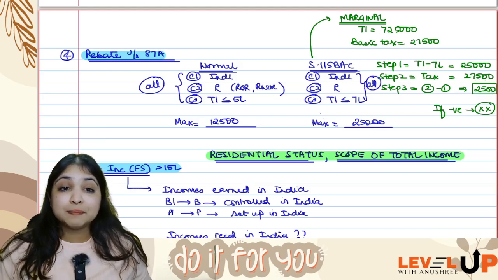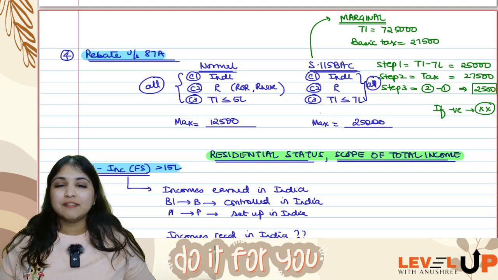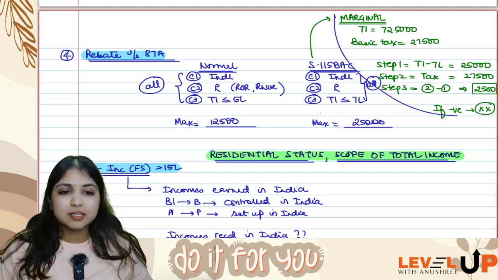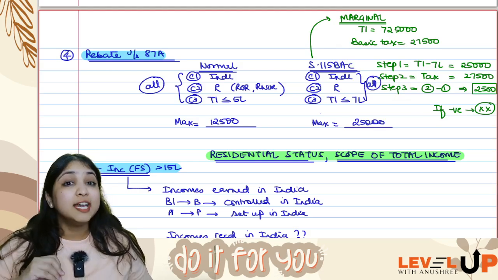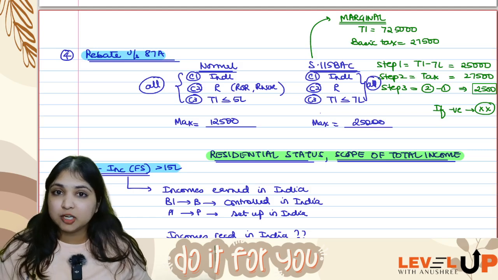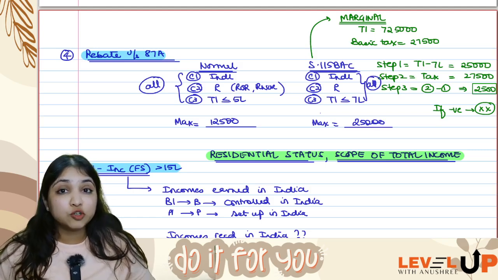Now if this difference happens to be a negative number, then you will not have any 87A rebate. So I took the help of this example to explain the marginal relief with respect to rebate. I'm hoping you've understood. It's extremely important from the upcoming examinations point of view. Marginal relief relating to rebate, what are your steps?